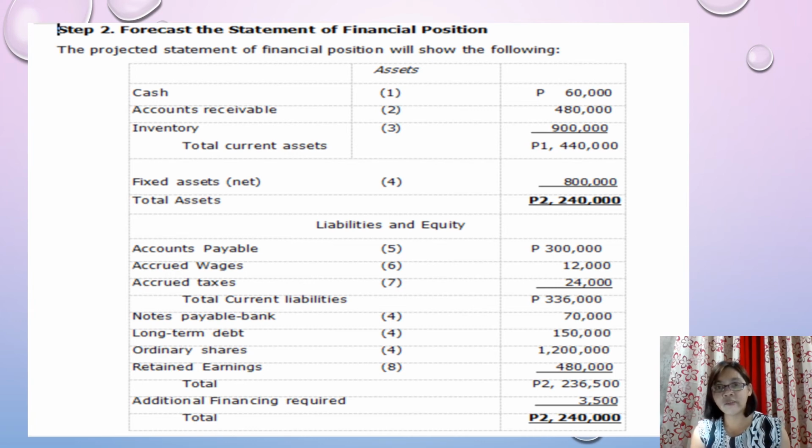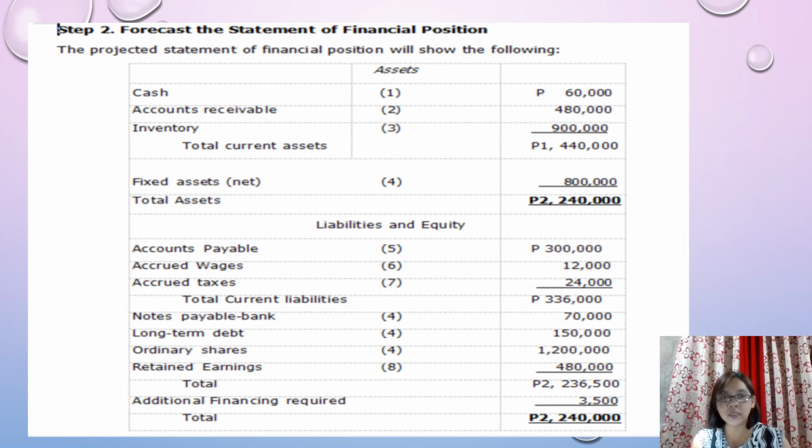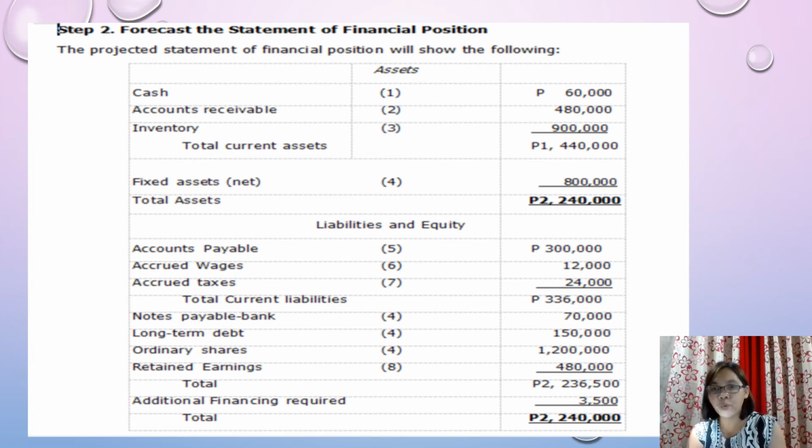So, yung magiging total current assets niya is 1,440,000. Then po sa copy ninyo, total current assets po ay 1,400,000. Okay, next, sa liabilities and equity, yung accounts payable, 300,000. Paano po nakuha yung accounts payable na 300,000? That is 12.5% ng 2,400,000. Okay?